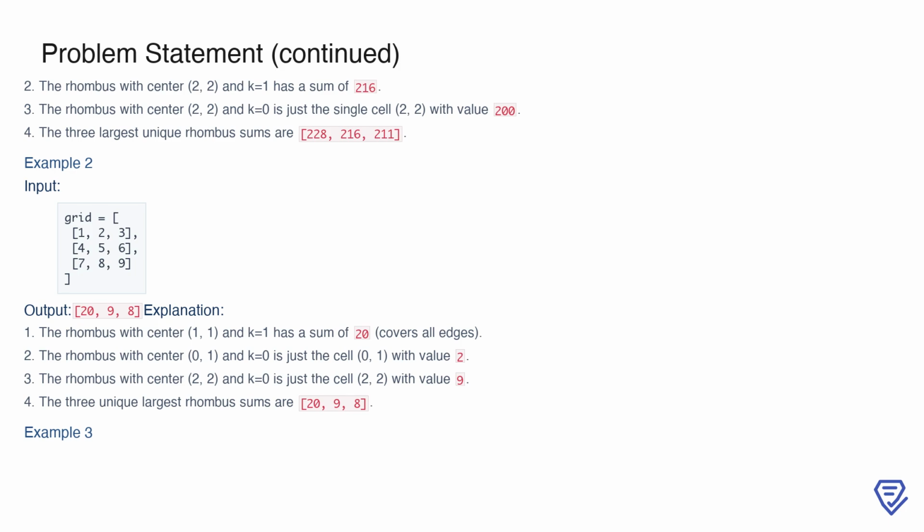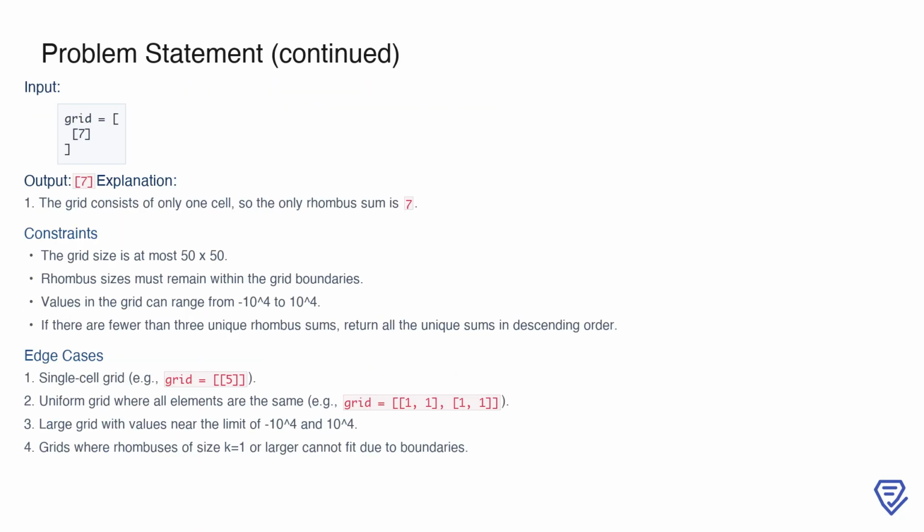Another example involves a smaller 3 by 3 grid, where the largest rhombus sum is 20, coming from a rhombus with its center at 1, 1, and k equal to 1. The other 2 sums, 9 and 8, come from individual cells at 2, 2, and 0, 1, respectively. In the final example, we have a grid with only one cell, which means the only possible rhombus sum is the value of that cell itself. Here, the result is 7.